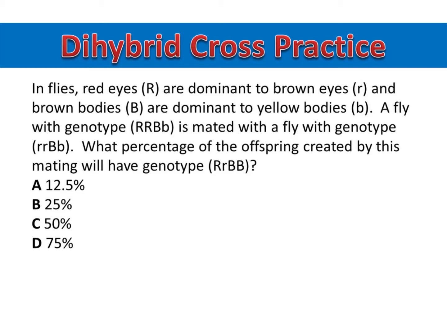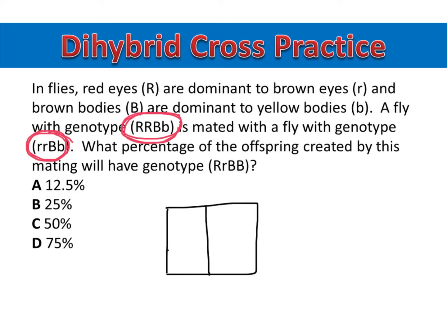So first I want to make sure I understand the genotypes I'm using, and they've made it pretty clear. So one is big R, big B, little b, and the other is little r, big B, little b. So now I can make my Punnett squares. Since I'm talking about two traits, I need to make two Punnett squares.